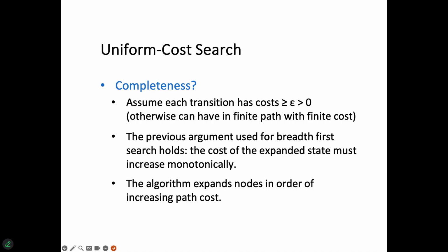We also talked about this transition cost epsilon, which we said has several conditions for this completeness. One of them is that the transition cost must be positive. So we ensure that each step or each edge that we are going through in our tree has a positive cost.